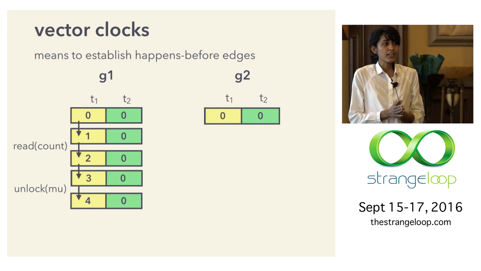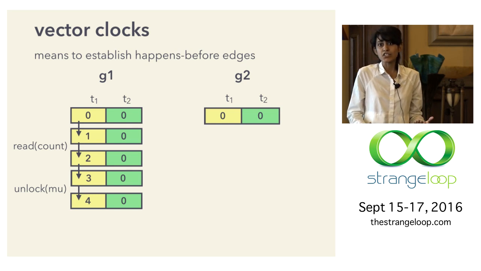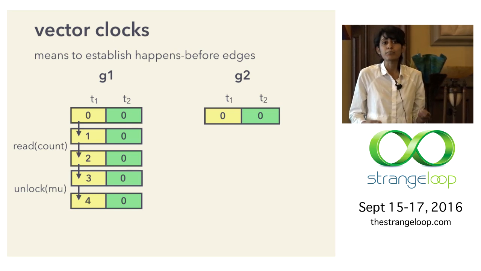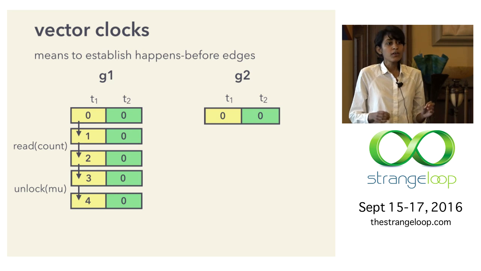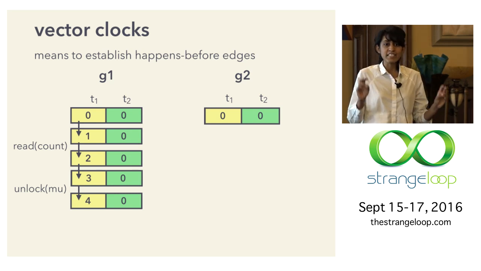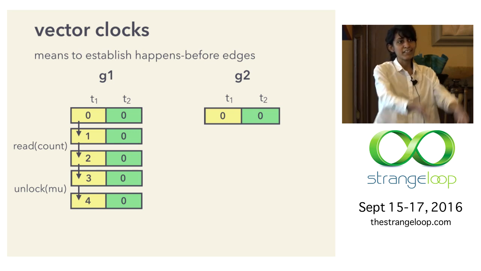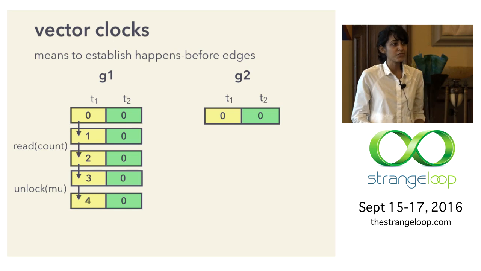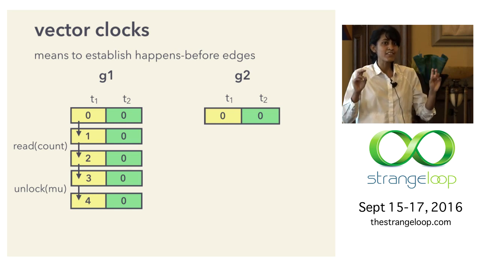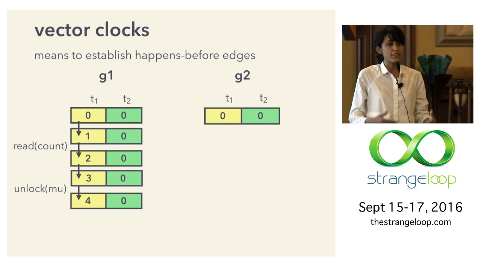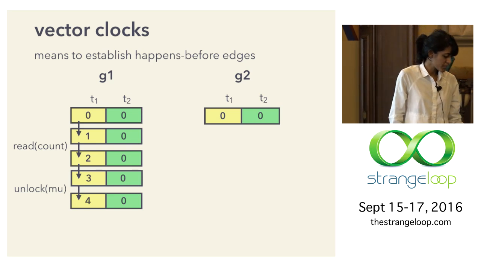Now, the unlock is a special event because it's a synchronization event. It's going to establish a happens before edge. So at this point, we call this a send event because this is an unlock. Once it unlocks, it can send the mutex over. And at this point, it sends conceptually. It sends its vector clock over as well.